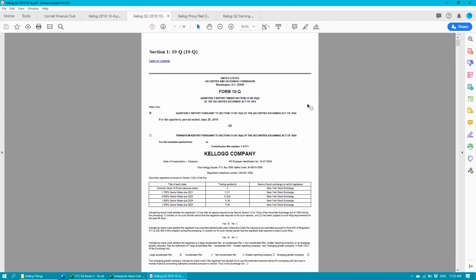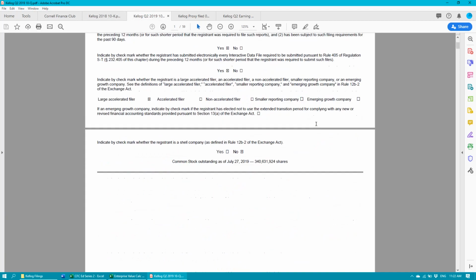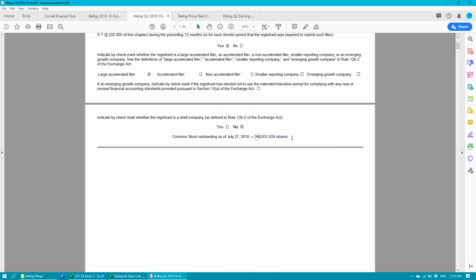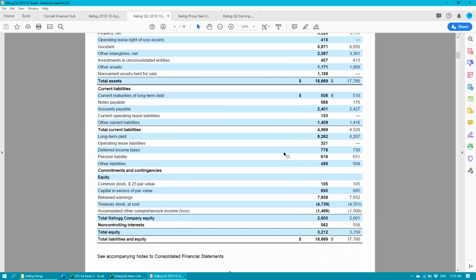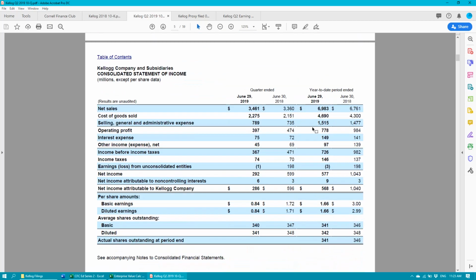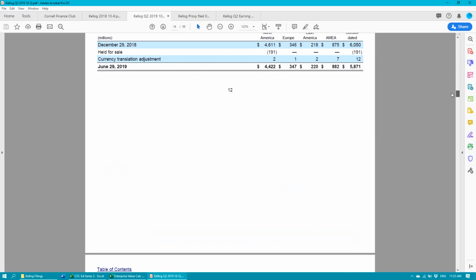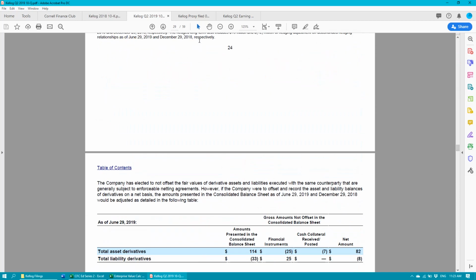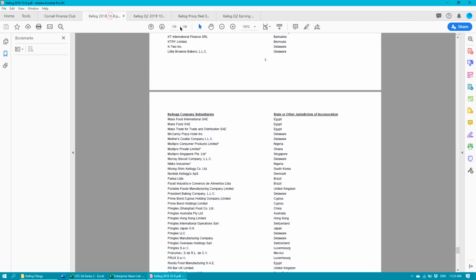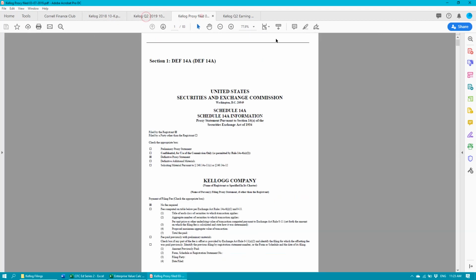So from here to the 10Q, you can see that it's similar. There's a share count here, and then you jump directly into the financial statements, and then some brief notes to them at the bottom. But as you can see, the 10Q is 59 pages versus the 10K is 148, so a lot less detailed.